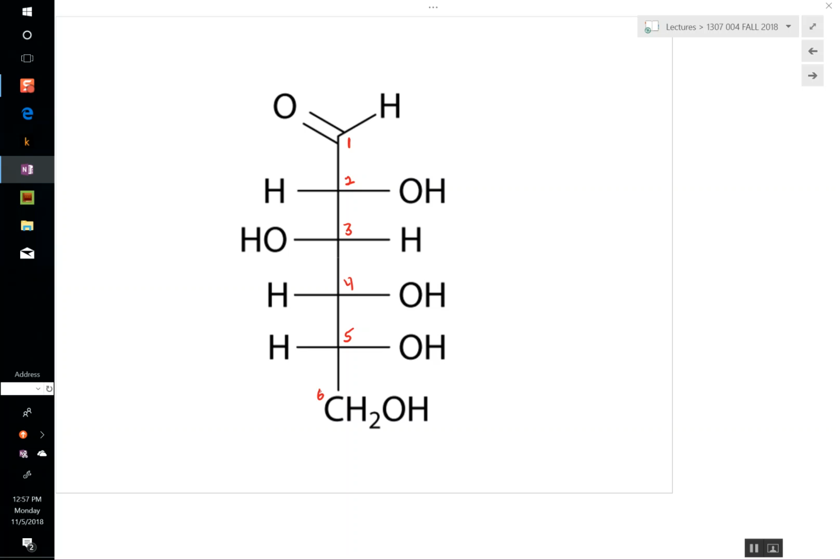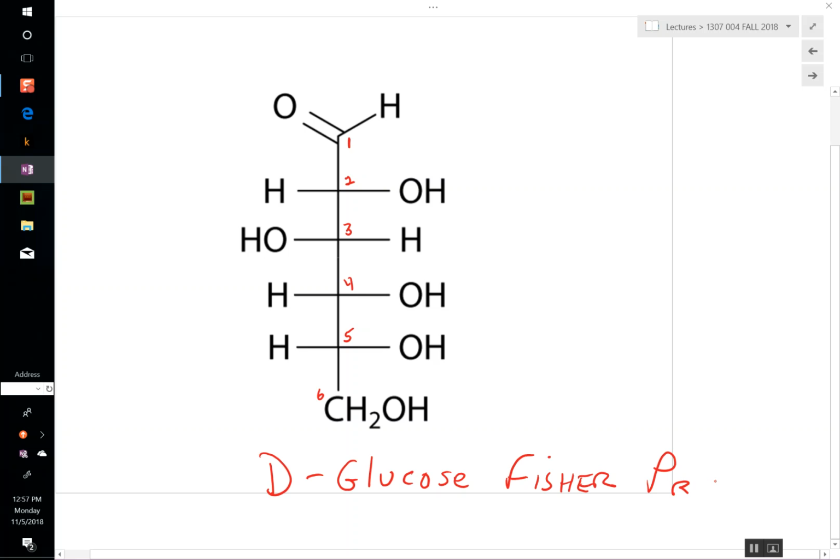And notice, right, left, right. There is the Fischer projection of D-glucose. All right, that's the Fischer projection. So if your homework or a test says, draw the Fischer projection of D-glucose, those 4 OHs need to be in that orientation.